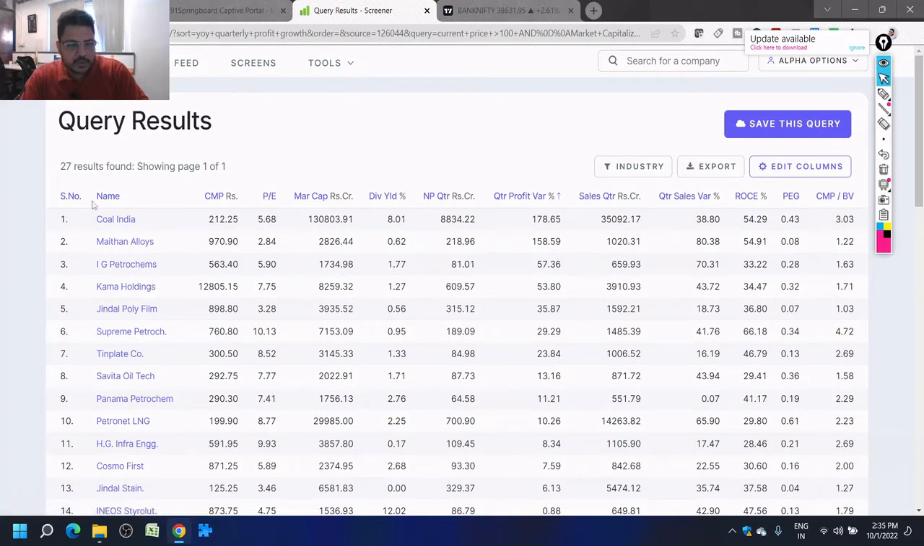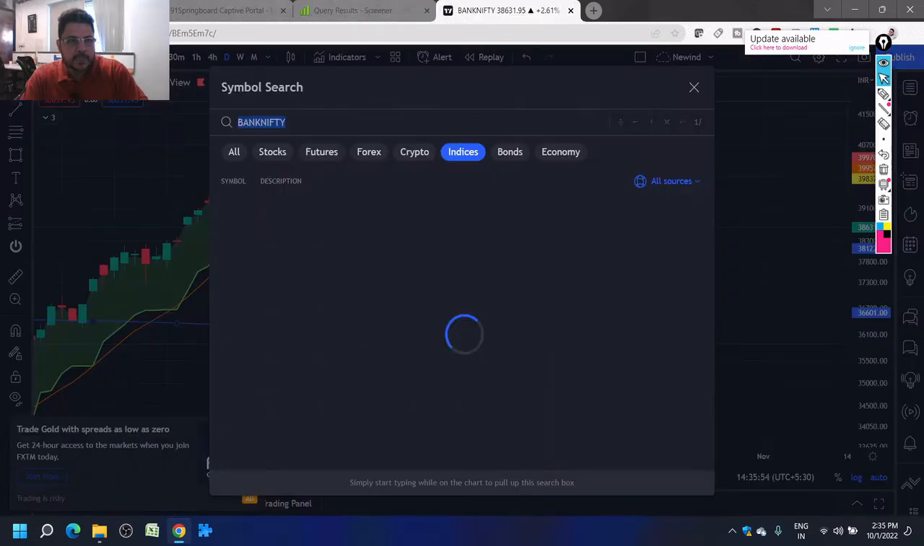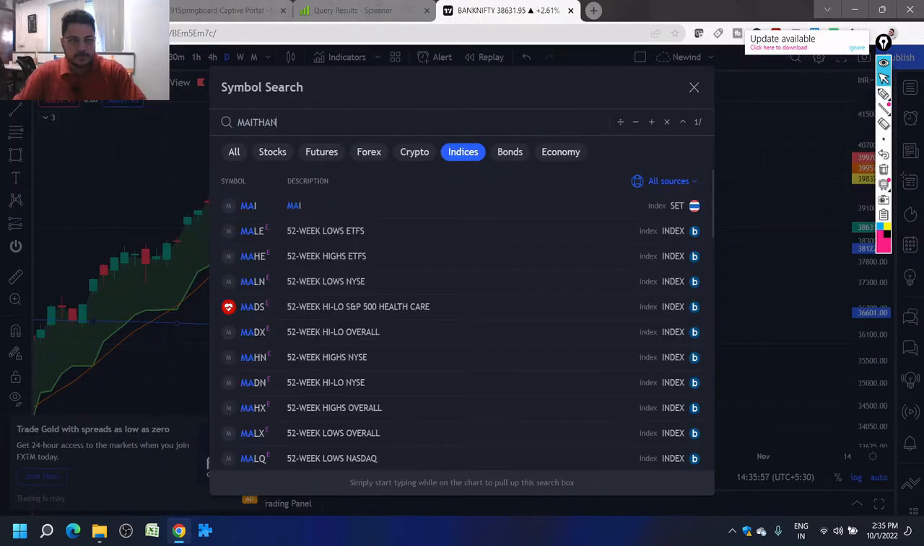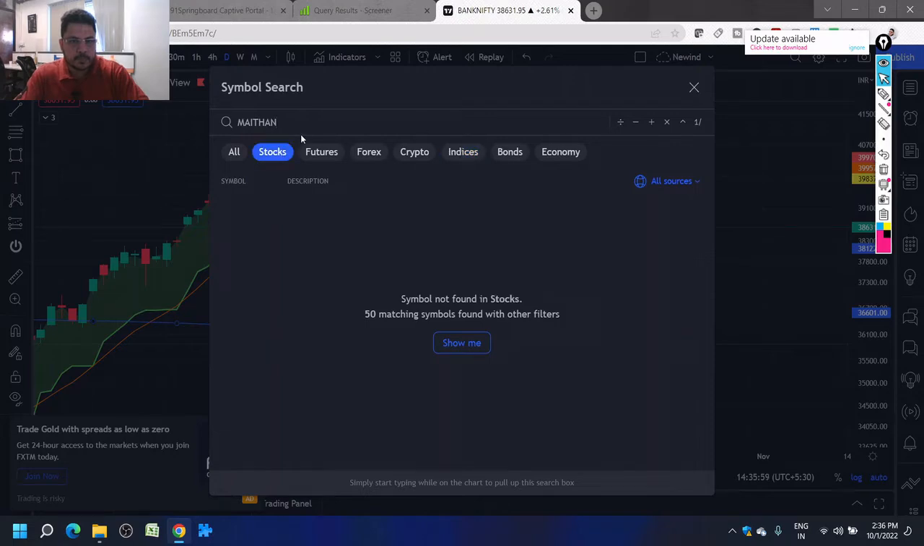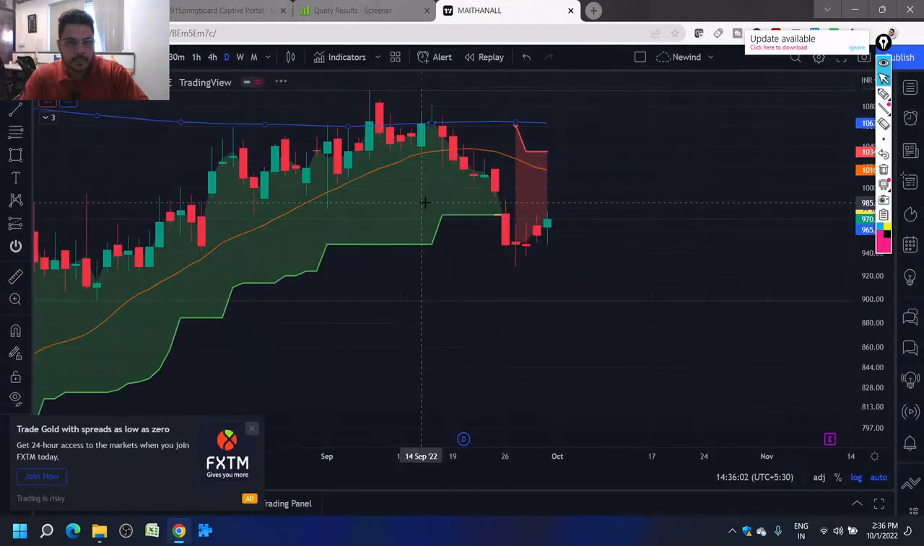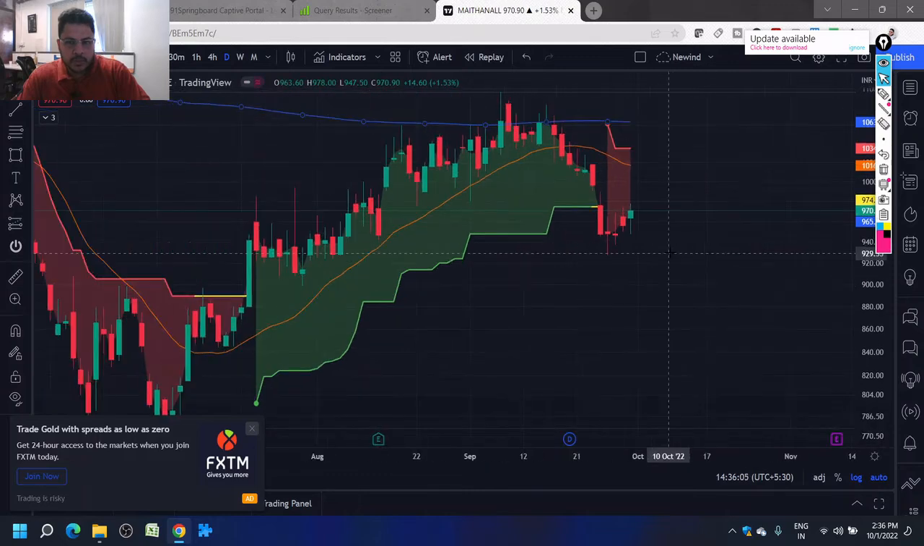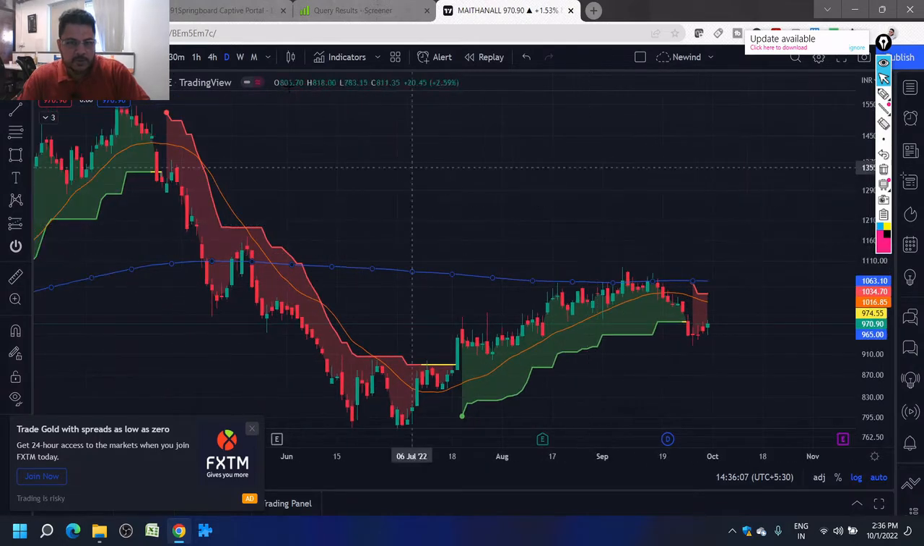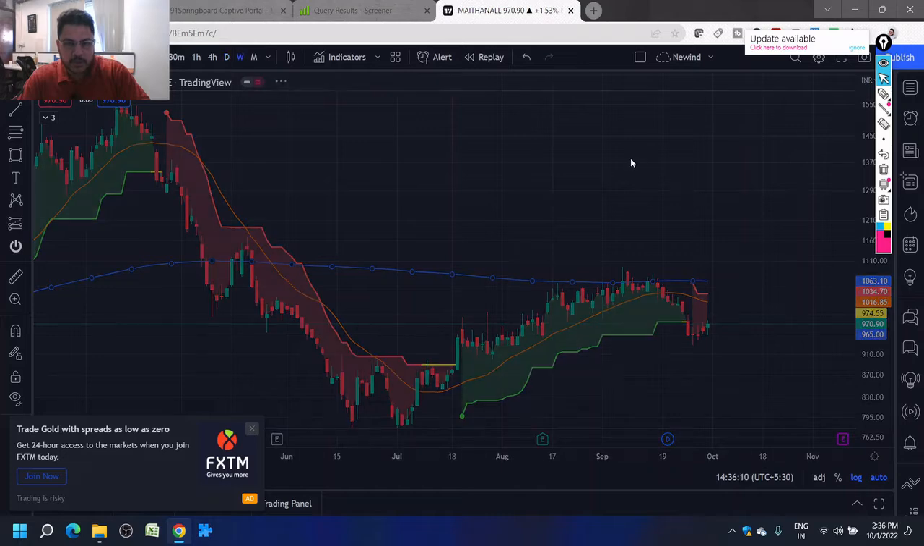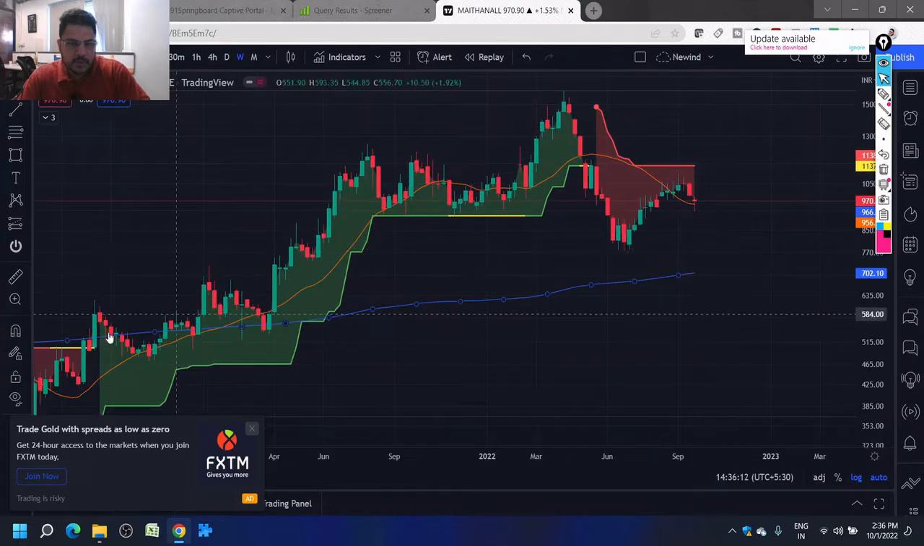Methane Alloys, I invested in it a long time ago and then I also took it out. So you can look at these stocks, Methane Alloys. Let's look at their charts. This is a chart of Methane Alloys. For investment, you should always look at the weekly chart. On the weekly chart, the price is about 200, the price is below 20, and it is sideways.